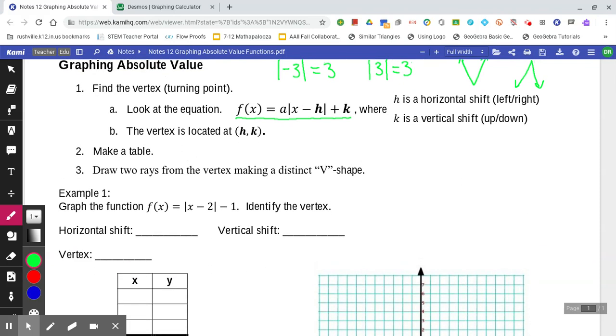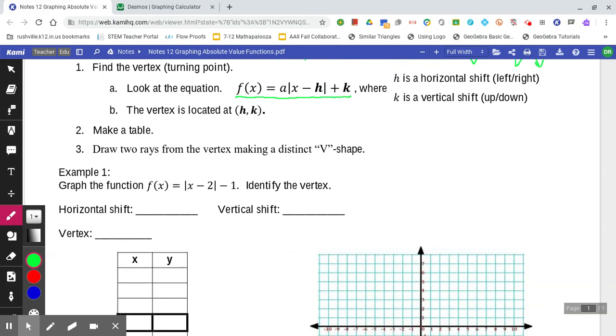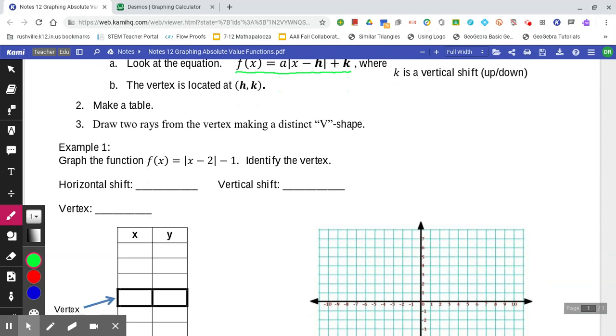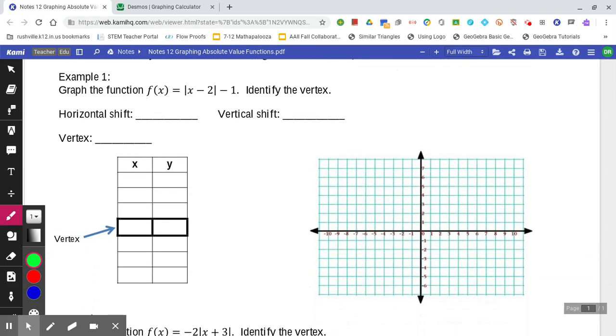So all we'll do is identify that vertex as best we can, and then we'll graph using a calculator, and we'll create a table to plot our graph on the grid. And we'll make sure we have that nice V shape to this. So let's look at example 1. We have f of x equals the absolute value of x minus 2, minus 1.